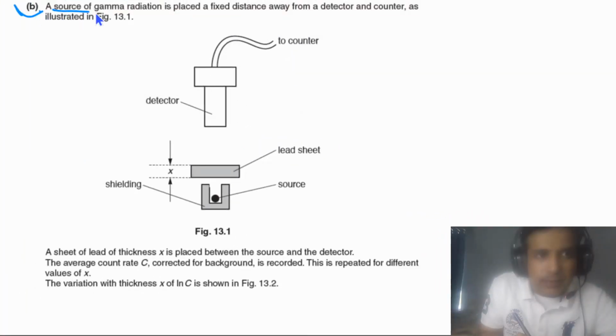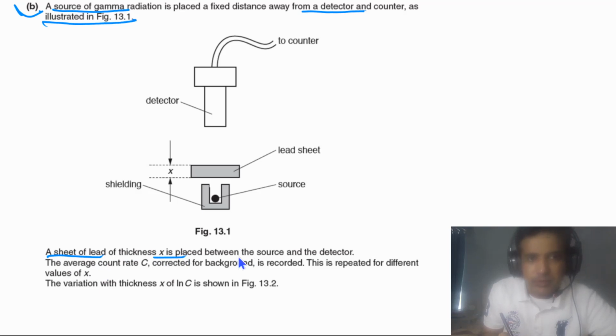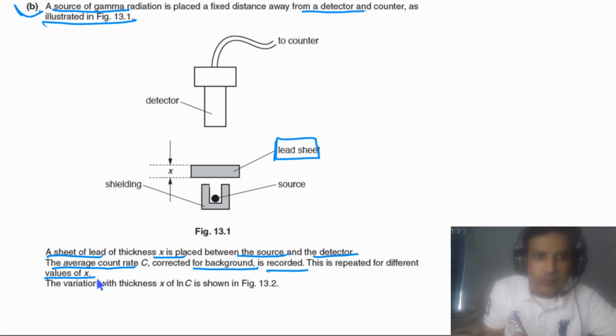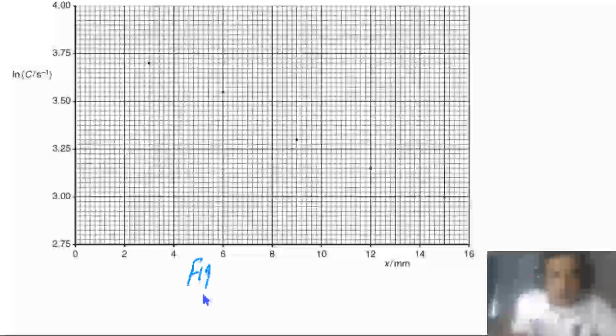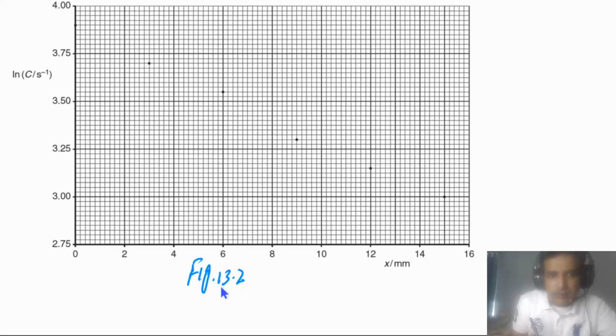Question B says, a source of gamma radiation is placed a fixed distance away from a detector and counter as illustrated in figure 13.1. A sheet of lead of thickness X is placed between the source and the detector. The average count rate, capital C, corrected for background is recorded. This is repeated for different values of X. The variation with thickness X of ln C is shown in figure 13.2. So this is figure 13.2.